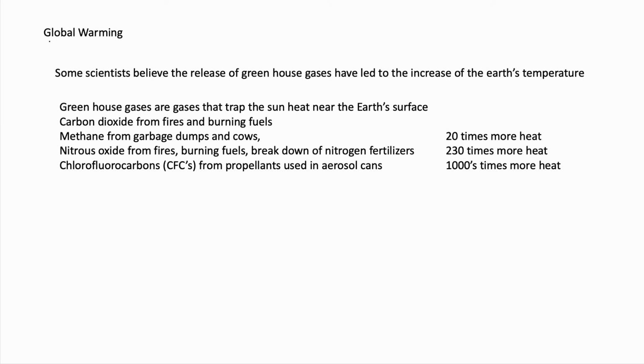And so this part talks about global warming. So some scientists believe that the release of greenhouse gases, remember that we talked about burning of fuels releasing carbon dioxide, has led to the increase of the Earth's temperature. And so, as I said before, greenhouse gases are gases that trap the sun's heat near the Earth's surface. A little bit is okay, but a lot, maybe not so okay. And carbon dioxide can come from fires, forest fires, or burning fuels.